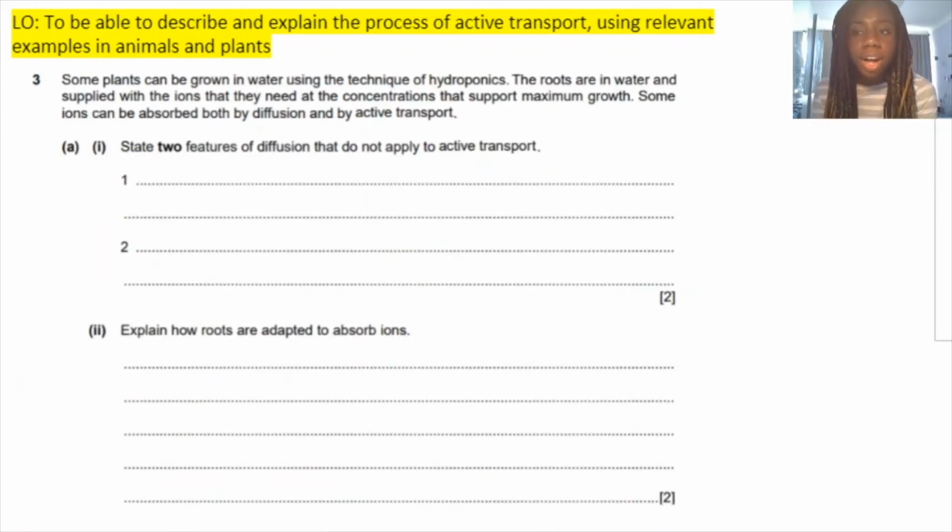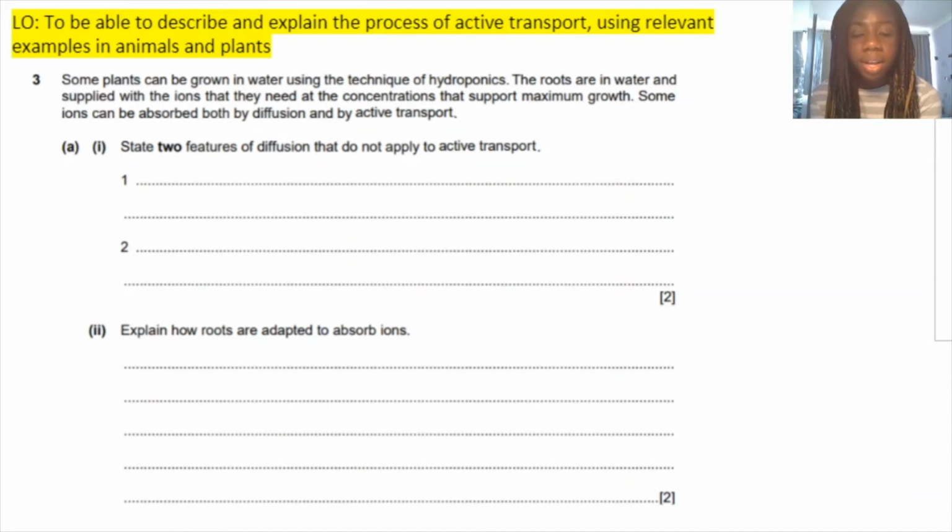Now we're going to try a slightly harder second worked example, so make sure to pause the screen and have a go at it yourself, and then I'm going to go through it. Some plants can be grown in water using the technique of hydroponics. The roots are in water and supplied with the ions that they need at the concentrations that support maximum growth. Some ions can be absorbed by both diffusion and by active transport. State two features of diffusion that do not apply to active transport.